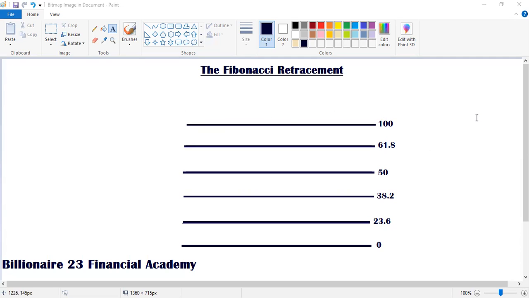The key numbers to focus on are 61.8, 50%, and 38.2. I don't really regard 23.6 as a fib level or a key level. It's there, but I don't regard it as such.